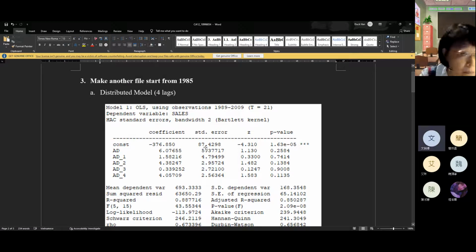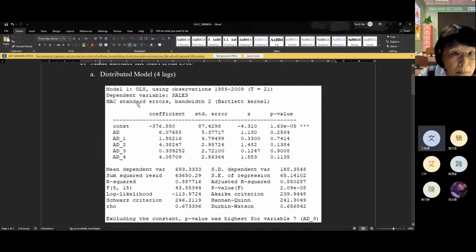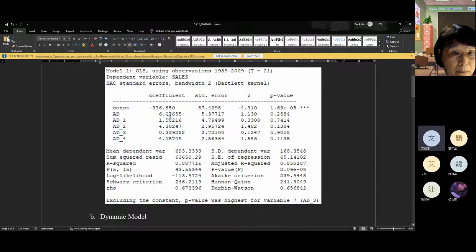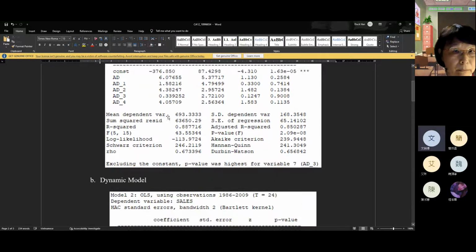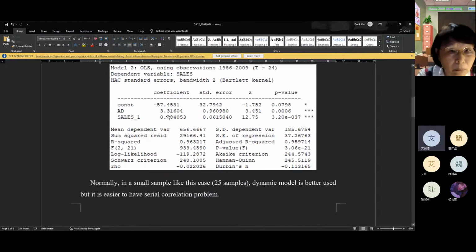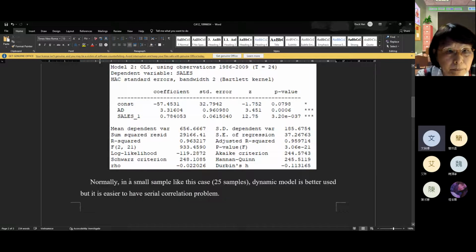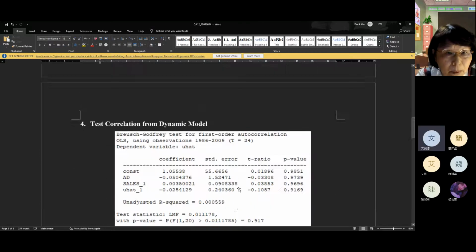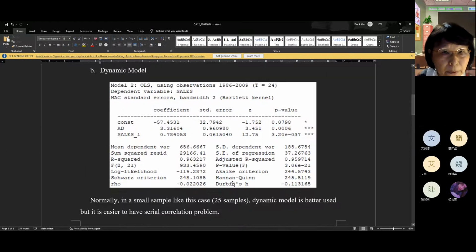So for number 3, I made a distributed lag model with 4 lags like this. And B is the dynamic model. My conclusion is that normally in a small sample, we have 2 alternatives. According to alternative 2, in a small sample like this case, where we have 25 samples, the dynamic model is better used. But it is easier to have a serial correlation problem. Excuse me, yes, Daniel.